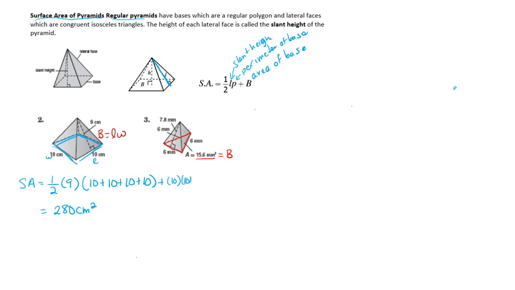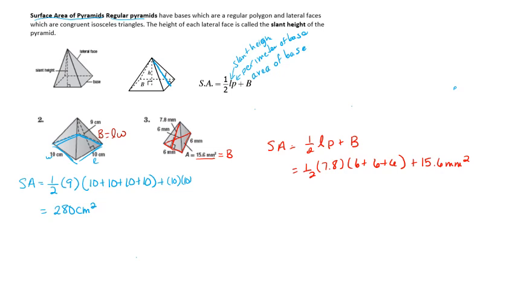The perimeter, or P, of this one is going to be 6 plus 6 plus 6, because those are the sides of the triangle, 6, 6, and 6. Alright, so surface area equals 1/2 the slant height, the perimeter, and the base. So 1/2 the slant height. Here's our slant height. It's 7.8. The perimeter is 6 plus 6 plus 6. And then they give us the area of the base, which is 5.6 millimeters squared.